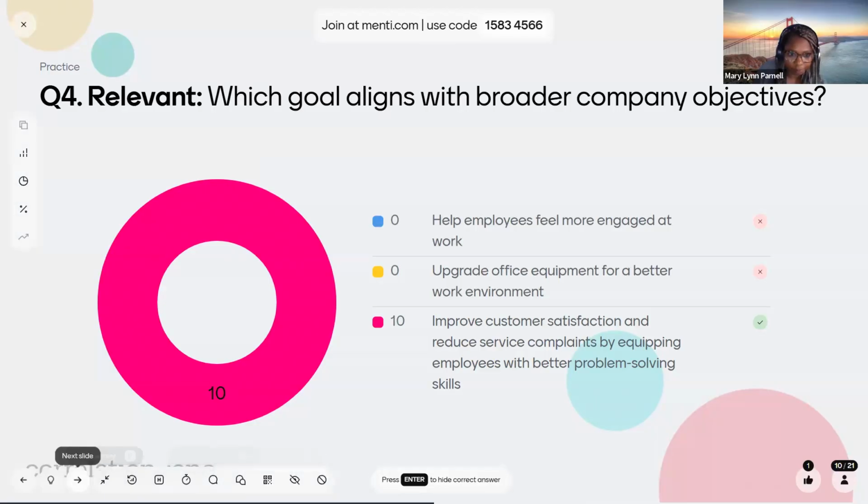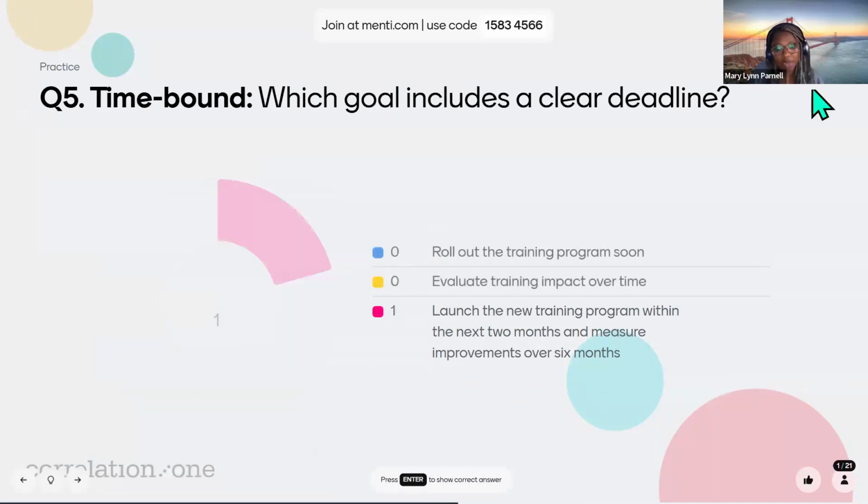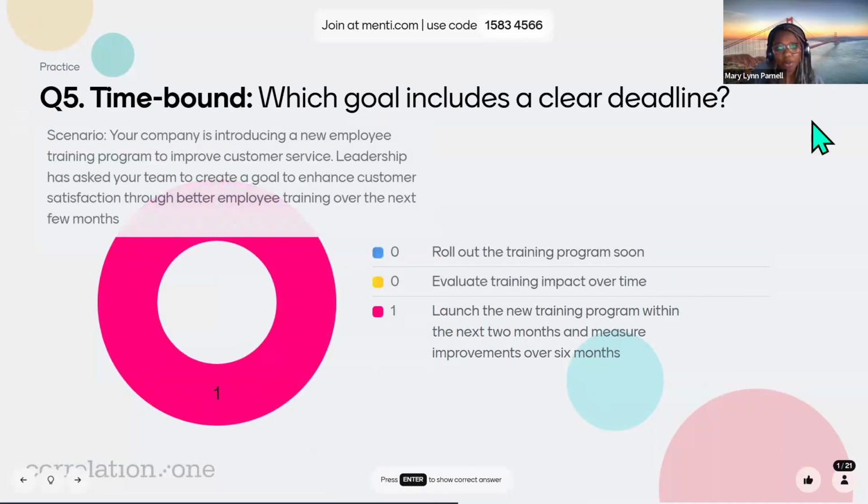Very, very good. All right. And number 5, what makes this one time-bound? What communicates a clear deadline? Rolling it out soon, evaluating it over time, or launching the new program within the next 2 months and measuring improvements over 6 months.